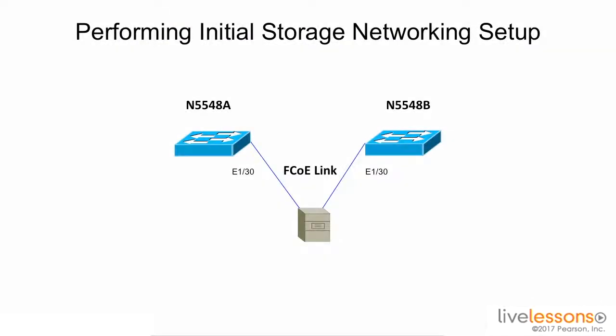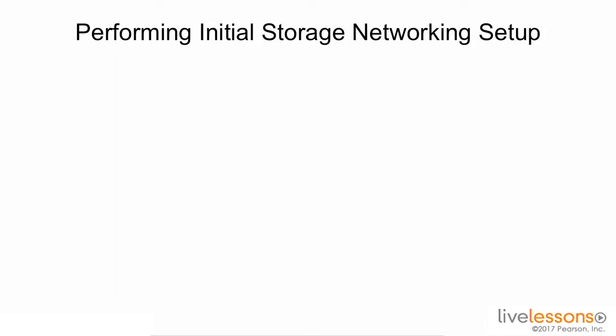In this lesson, we're going to have two Nexus 5000 switches that we're going to connect a host to using both SAN A and SAN B methodology. So we're going to create two different Fibre Channel over Ethernet VLANs and two different Fibre Channel over Ethernet vSANs and start the initial setup for FCoE.